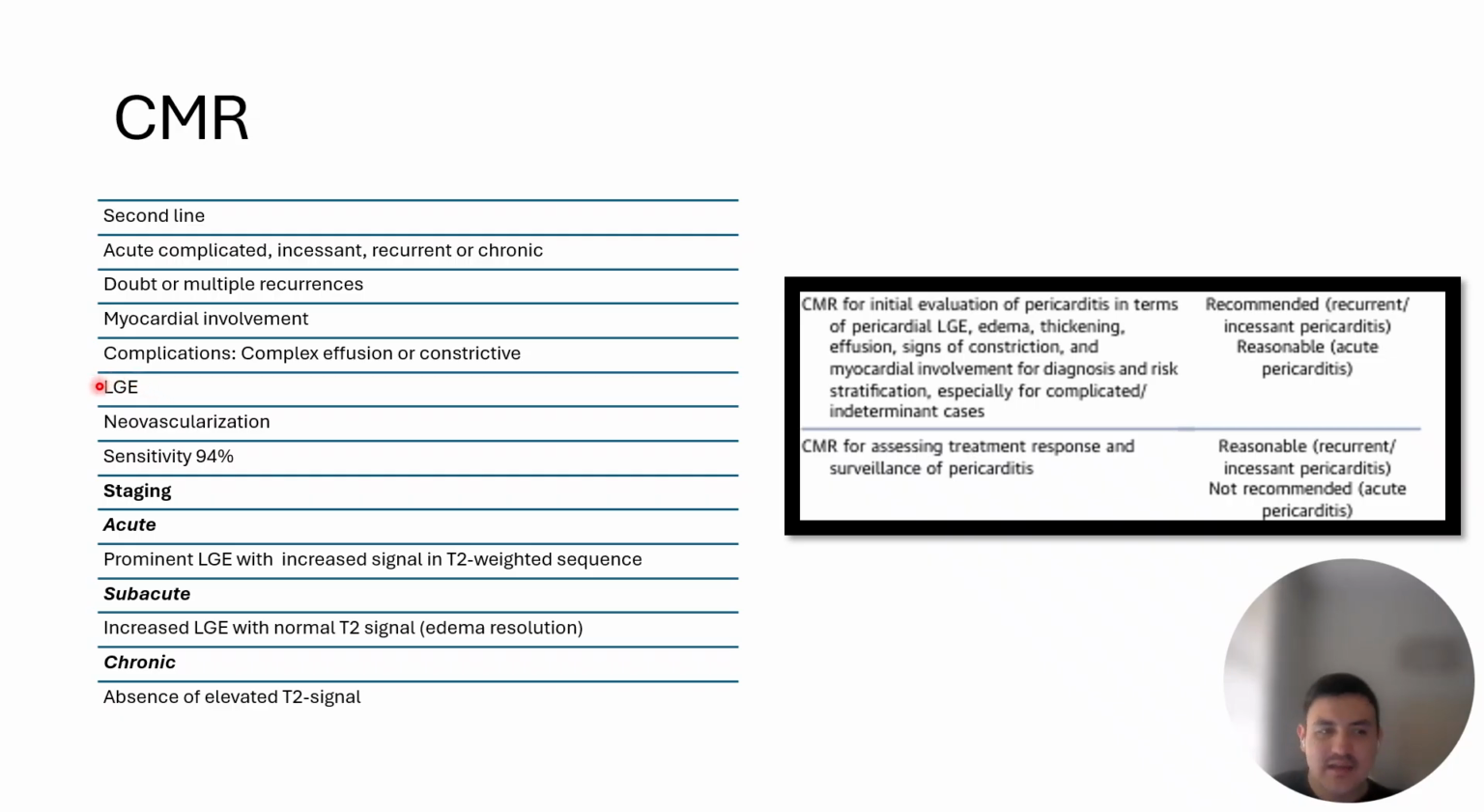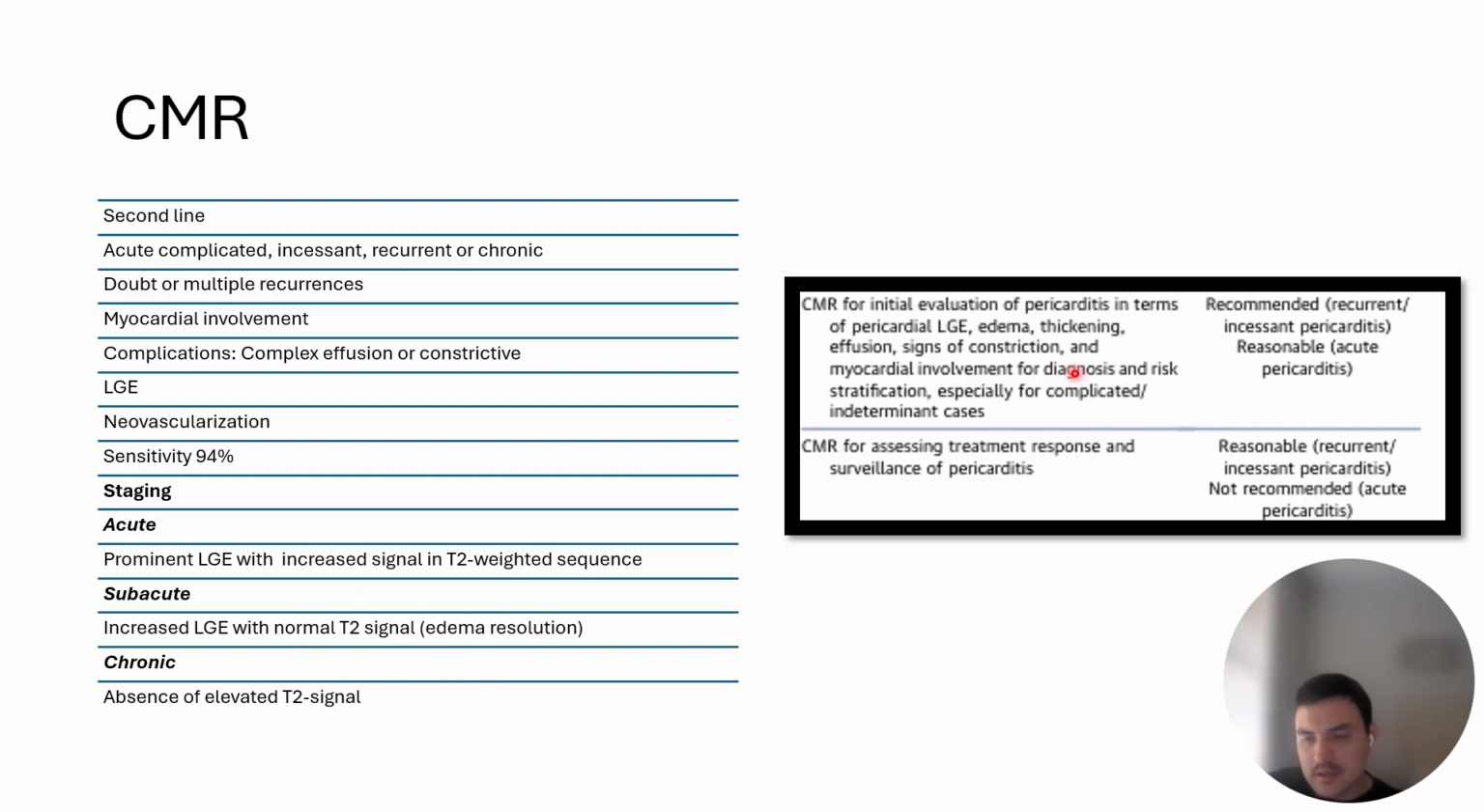Why does this late gadolinium enhancement happen? Because the pericardium doesn't have vascularization. It's going to be neovascularized now with acute pericarditis. The sensitivity is 94%. It also helps you with the staging, acute, subacute, or chronic. Prominent late gadolinium enhancement with increased T2 signal signifies acute. Chronic is absence of T2 signal, and subacute is already normalizing the T2 signal.